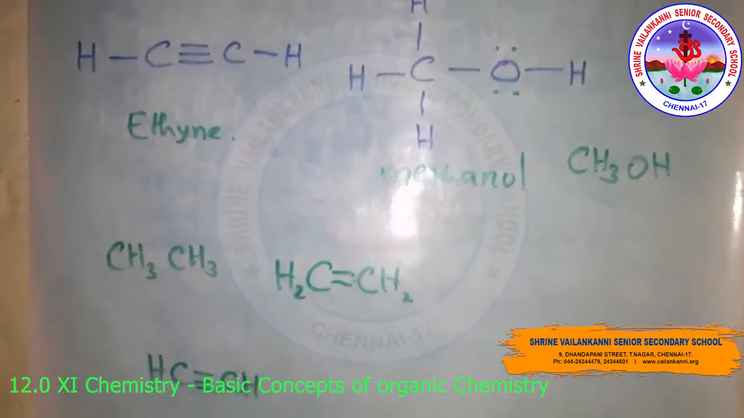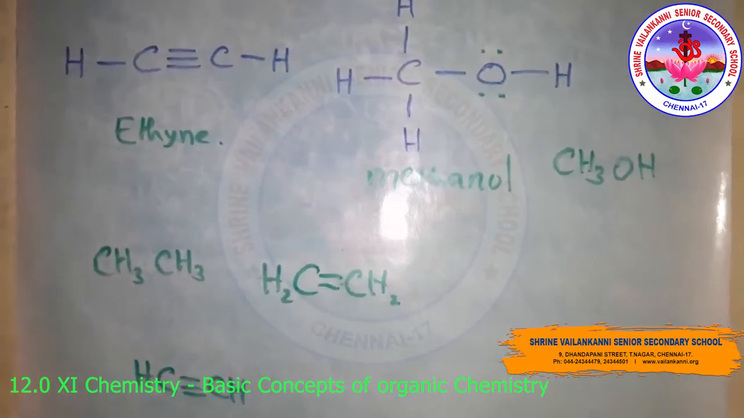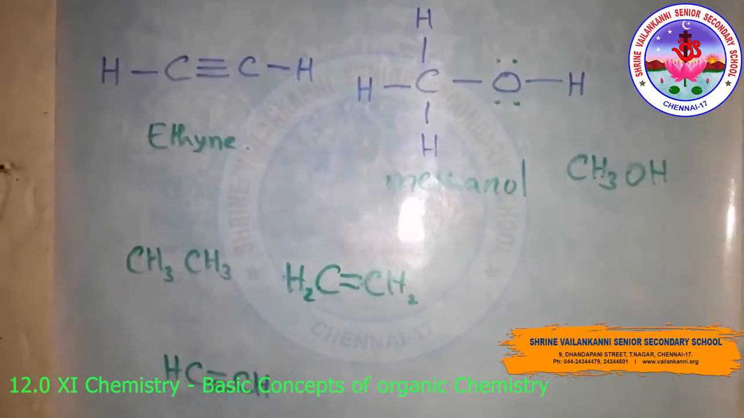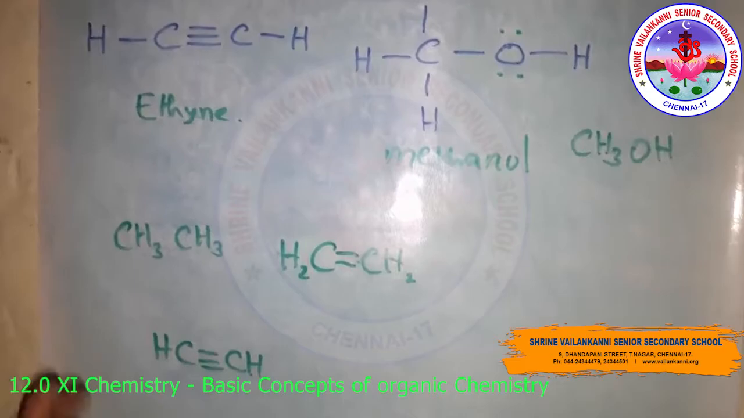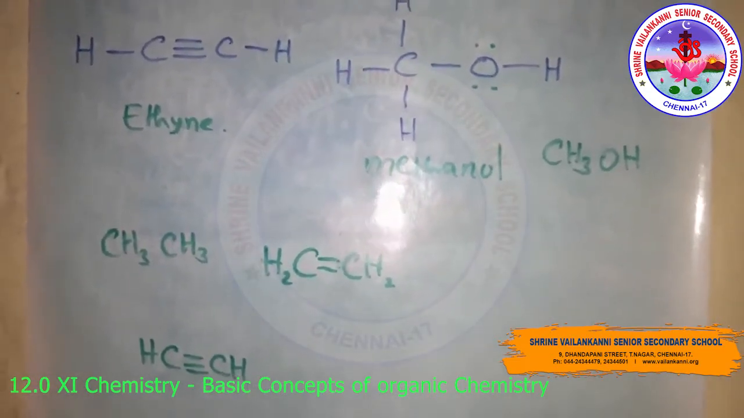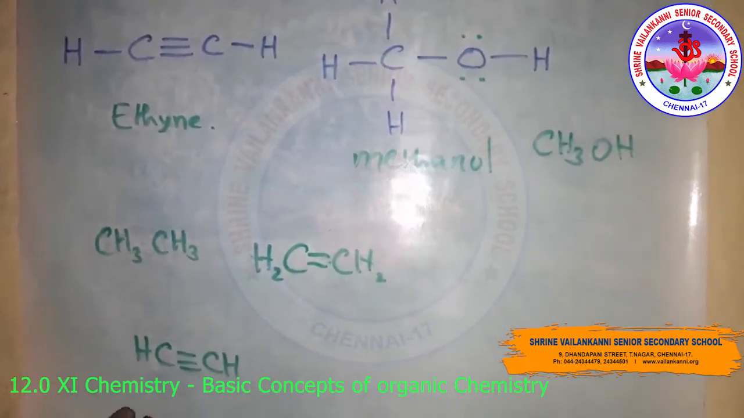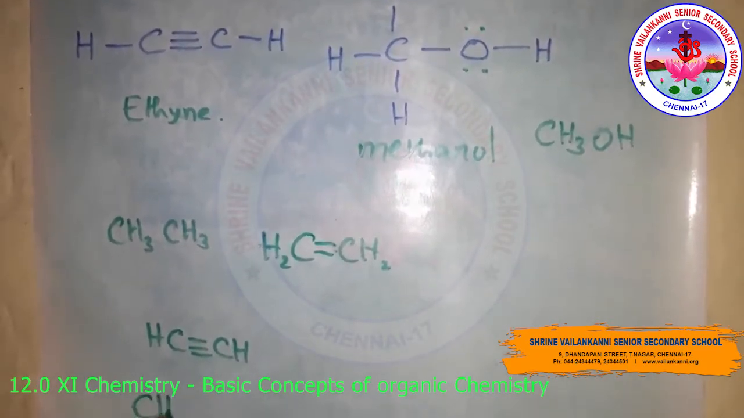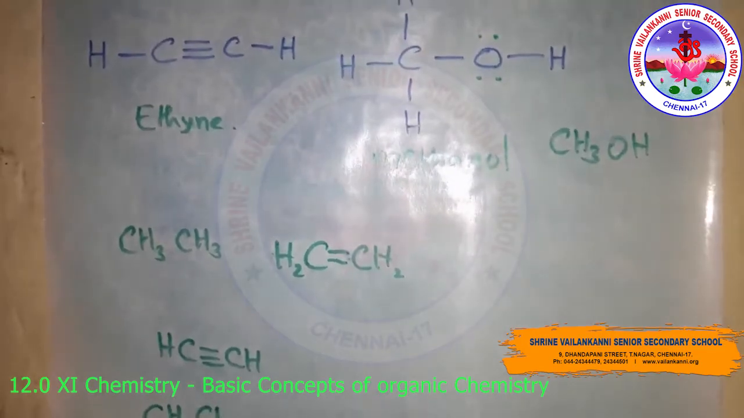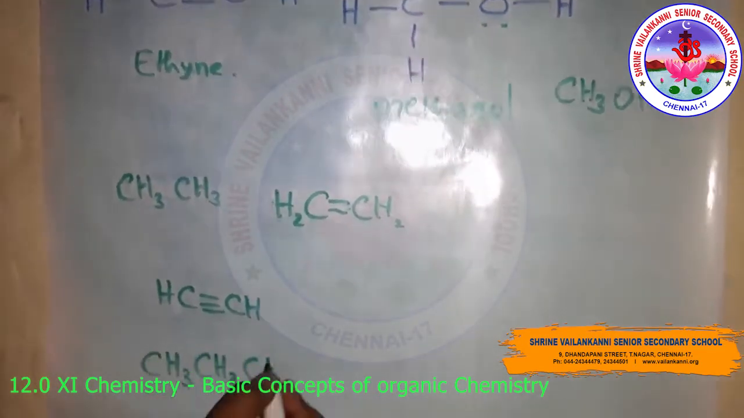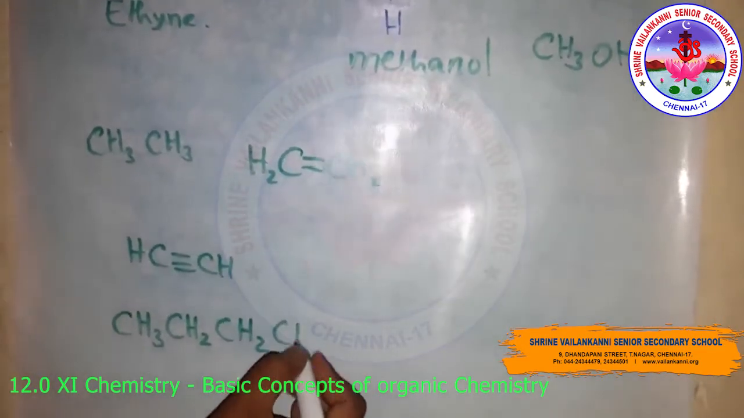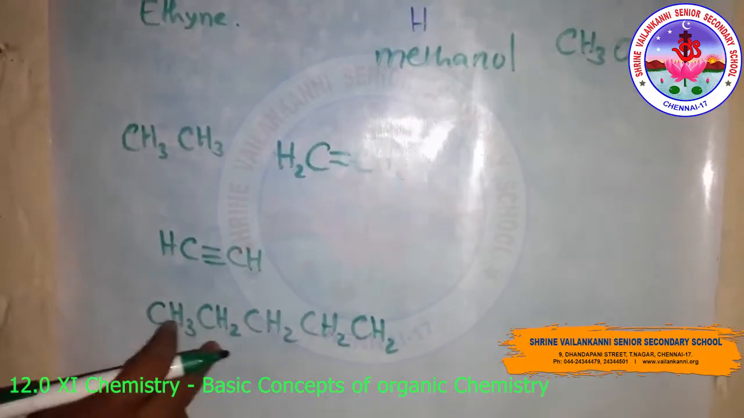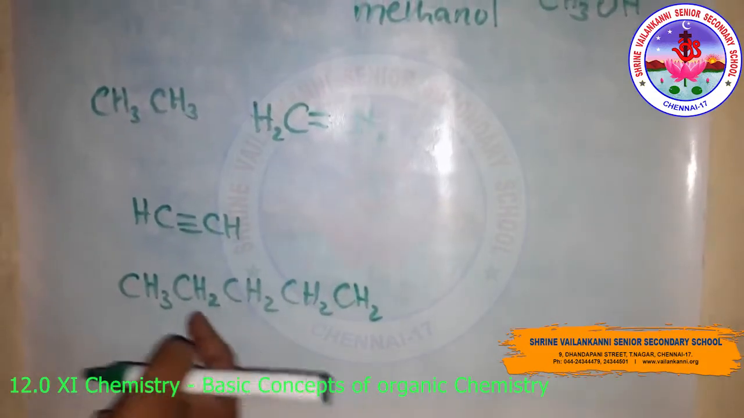Then similarly you can write long chain carbon atoms also: hexane, heptane, octane, nonane, like this. For example, suppose you have octane, this condensed structural formula you can write as CH3, CH2, CH2, CH2, CH2, 1, 2, 3, 4, 5, 6.